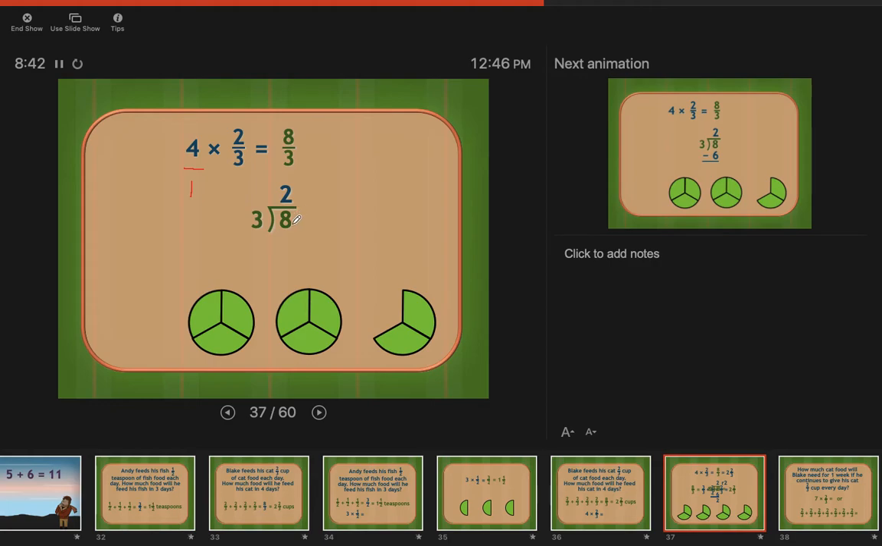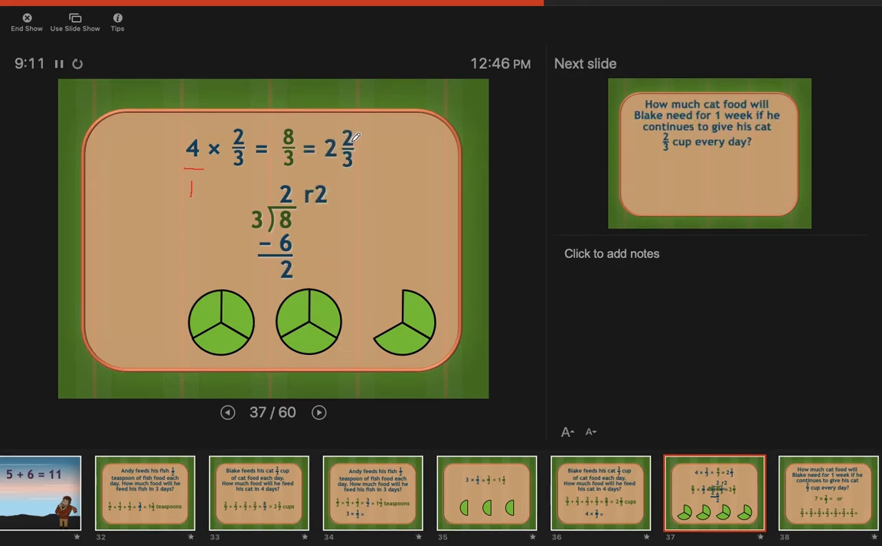Remember, your numerator goes inside of your division bar. 3 goes outside. What is the name of the number inside of the division bar? Can anybody remember? What's the answer to a division problem? What about this number out there? Hopefully you are able to remember those terms there. 8 divided by 3 is 2. I'm going to have a remainder of 2. What do I do with my remainder? I put it as a fraction. 2 over the 3 there. 2 and 2/3 over your divisor.